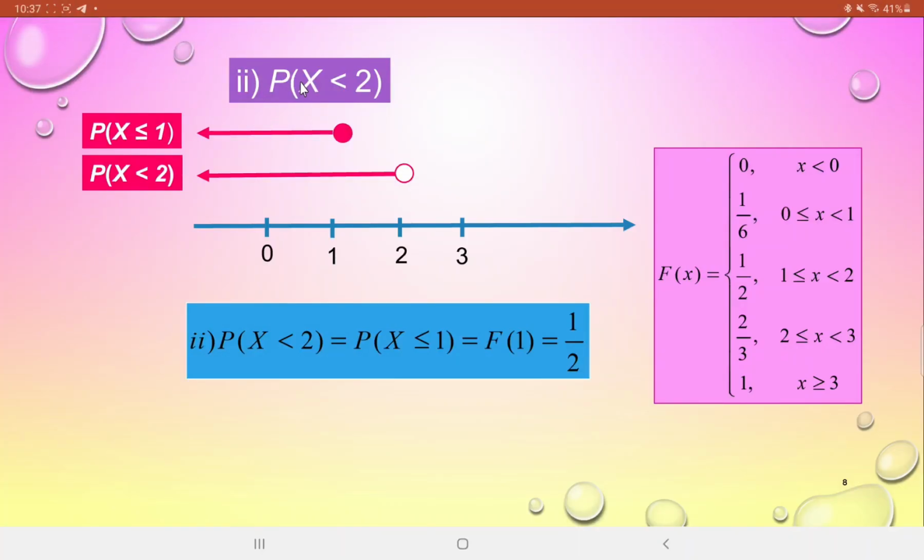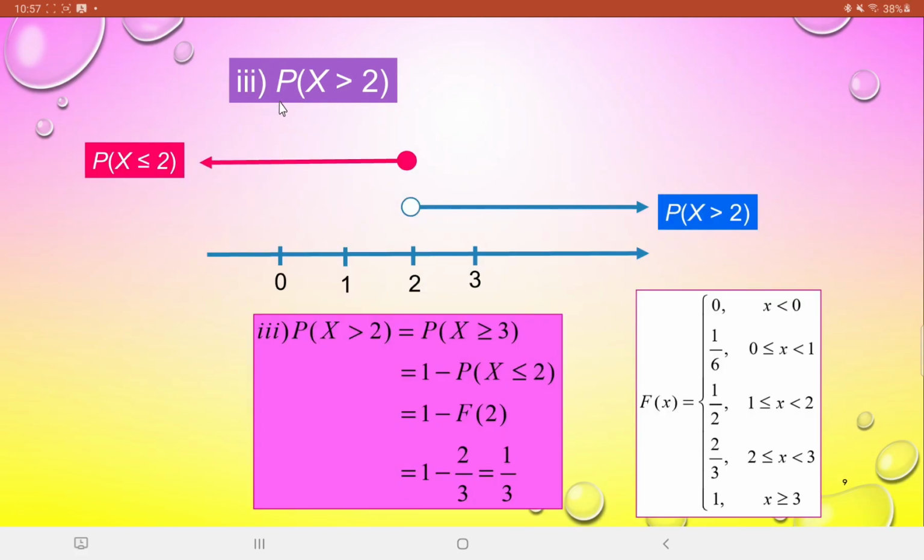Next, how to find probability x less than 2. Remember, this is a discrete random variable. So, x less than 2 means that we will start from 1 and go to the left. And then we can write P(x less than 2) is equal to P(x less than or equal to 1), which is F(1). So, from the CDF, F(1) is equal to 1 over 2.